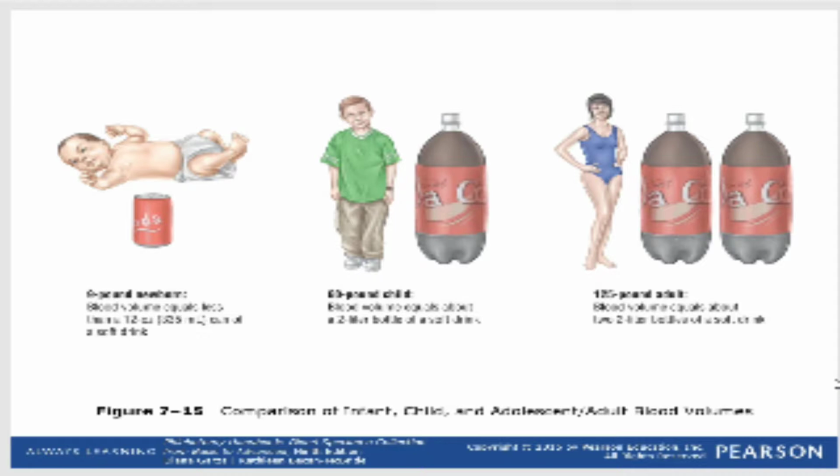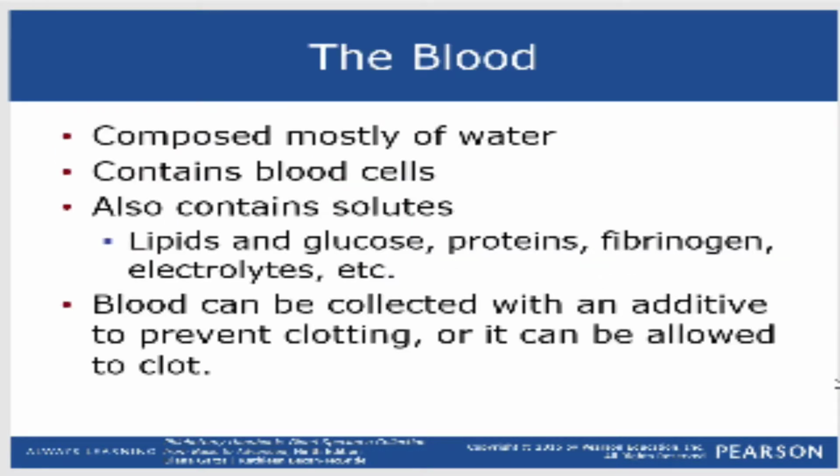And a 125-pound adult has about 2 liters worth of blood in their body. So think, if you had a 400-pound man, he's going to need a whole lot more than two 2-liter bottles worth of blood to carry all of the necessary elements throughout his body. So the larger somebody is, the more blood volume they are going to have. But typically, the average size female is going to have about 2-liter bottles worth of blood in their body. And it only takes half of a Coke can's worth of blood loss to be considered life-threatening blood loss. So we want to be sure we control bleeding as soon as possible.